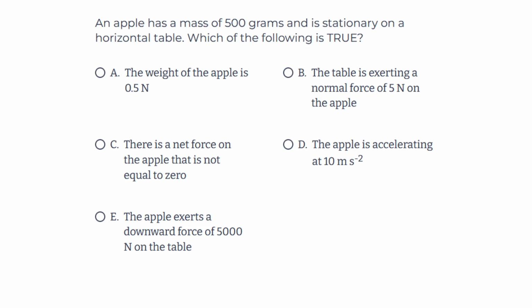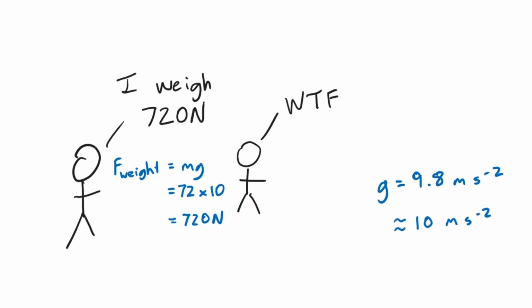The weight of the apple is 0.5 newtons. In physics, weight has a different meaning to the way we say weight in everyday life. In everyday life, if someone asks me what my weight is, I say 72 kilograms.